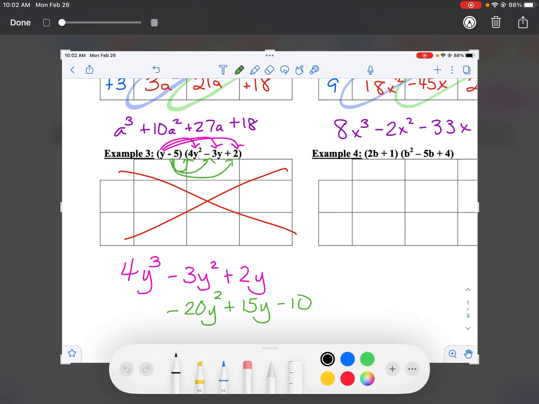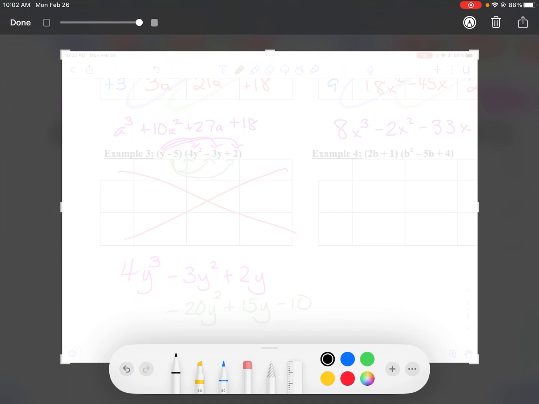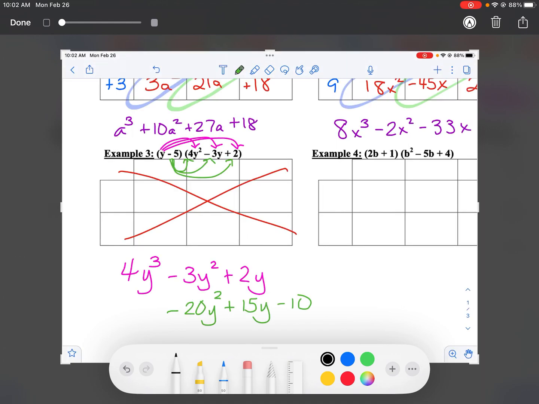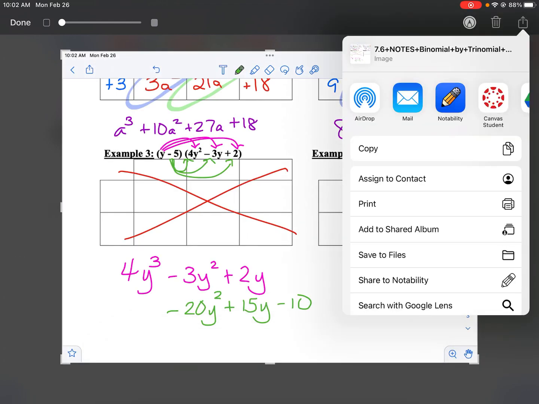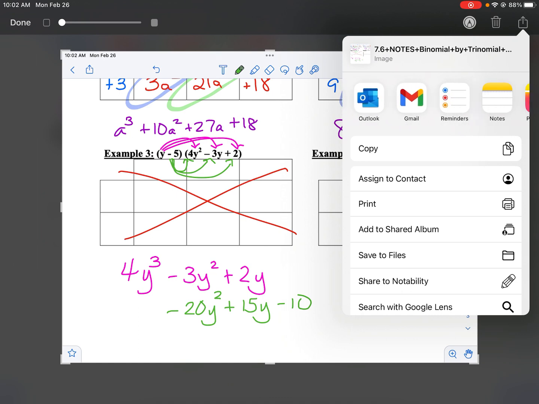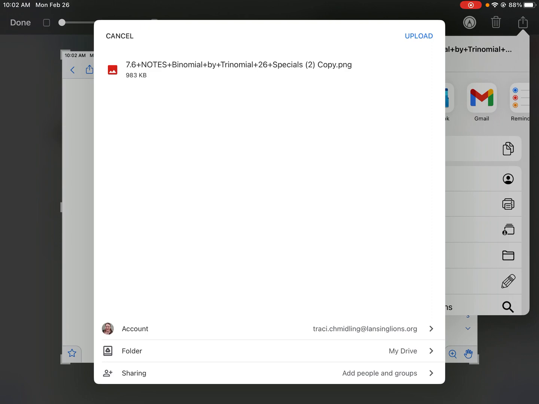I don't know what just happened. I hit a button and something weird happened. Let me see if I can just make it go away.